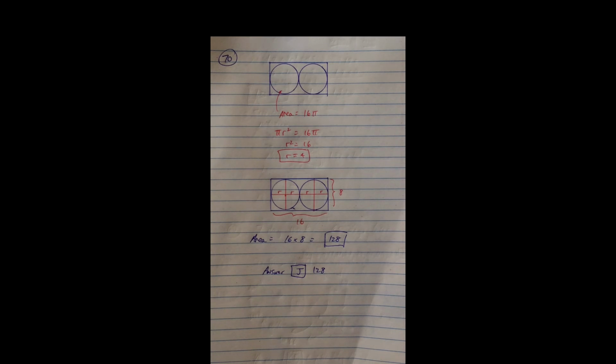Question 70. In the diagram, we're told that the area of each circle is 16 pi. Since pi r squared is the formula for the area of a circle, we do know that pi r squared equals 16 pi. Therefore, dividing by pi, r squared equals 16, and square rooting both sides, the radius of each circle is 4. In the second drawing, I drew in some horizontal and vertical lines, which show the radius from the center of the circle in the 4 cardinal directions.